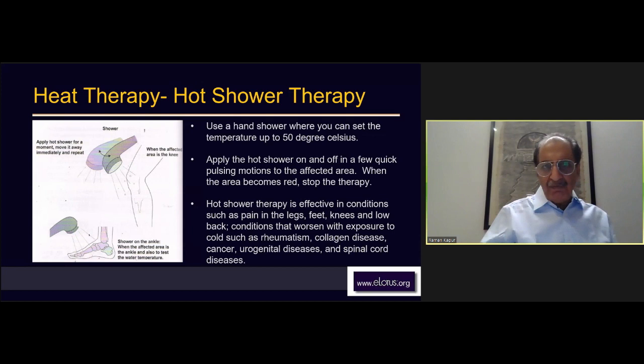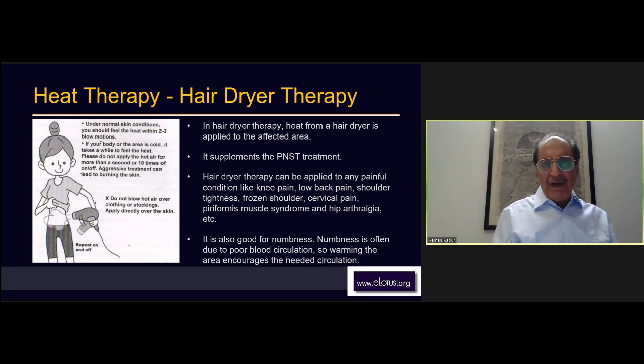Then hair dryer therapy. We all have hair dryers at home. Hair dryer therapy is where heat from a hair dryer is applied to the affected area. It supplements the PNST treatment and can be applied to any painful conditions like knee pain, low back pain, shoulder tightness, a frozen shoulder, cervical pain, piriformis muscle syndrome, and hip arthralgia. It is also very good for numbness. And numbness, we all know, is often due to poor blood circulation. So warming the area encourages the needed circulation.